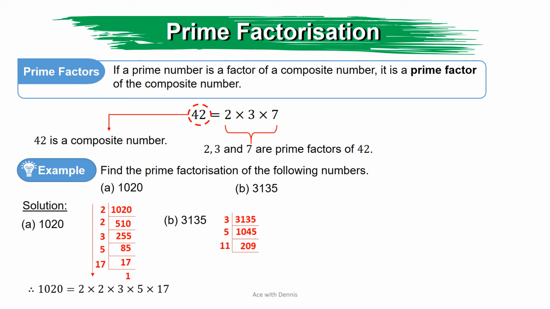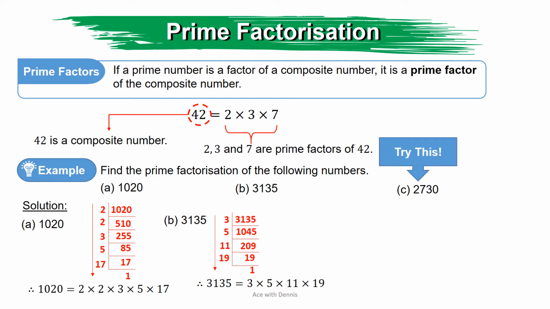209 is not divisible by 5. Hence, we move on to the next prime number, which is 11. 209 divided by 11, we get 19. And move on, 19 divided by the next prime number, which is 19, and eventually we get 1. Hence, 3135 equals 3 times 5 times 11 times 19.